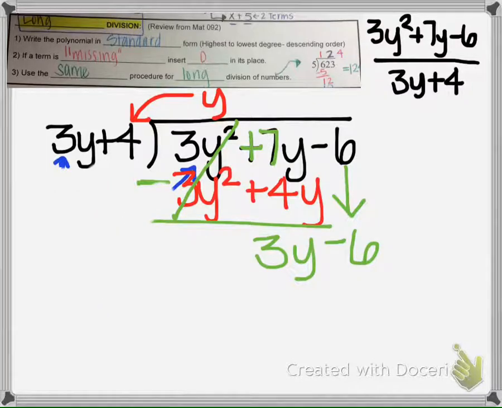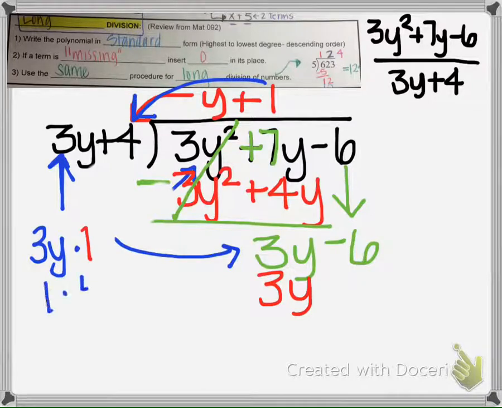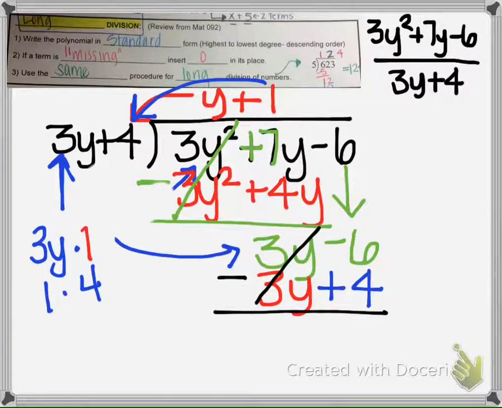Now we're going to ask ourselves the following question: 3y times what is 3y? So hopefully you're thinking 1. 3y times 1 is 3y. So now we're going to multiply that 1 by the 4, which is a positive 4. So now we're going to go ahead and subtract. 3y take away 3y, that's 0.